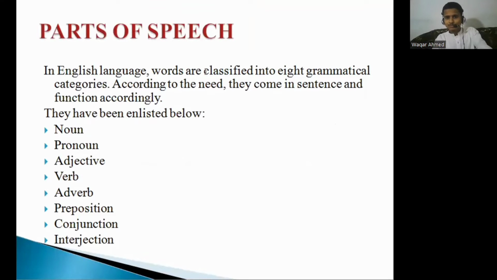In the English language, words are classified into 8 grammatical categories, right? According to the need, they come in a sentence and function accordingly. So in the English language, we have thousands and lakhs of words. We have classified them according to their grammatical classes, and they are noun, pronoun, adjective, verb, adverb, preposition, conjunction, and interjection. They're shortened as NAPFC. I have already done a video lesson on that.